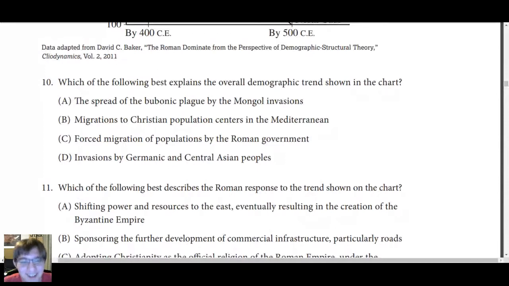Exactly, yeah. So D is really the answer. You want to know that 400 to 500 is what's causing it, the fall of Rome. What's causing the fall of Rome? D, invasions by Germanic and Central Asian peoples.